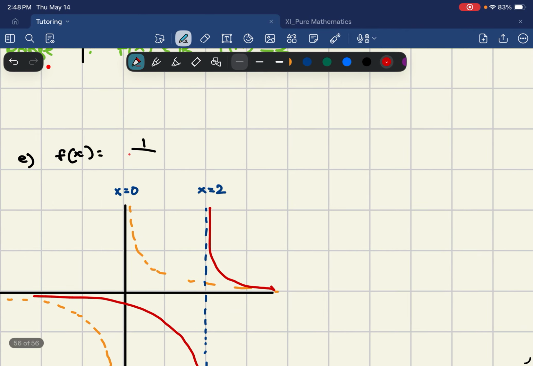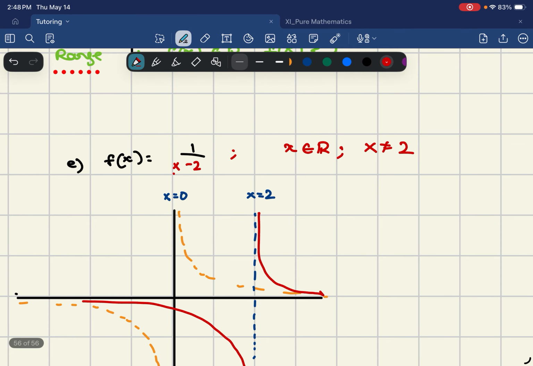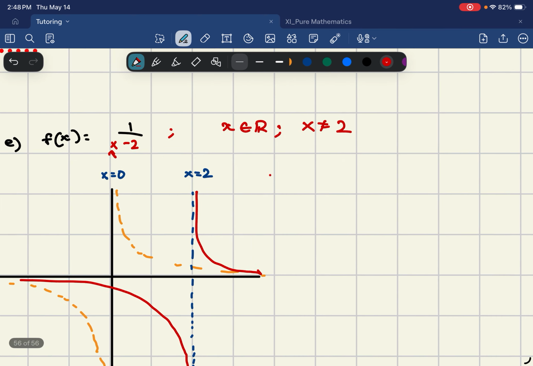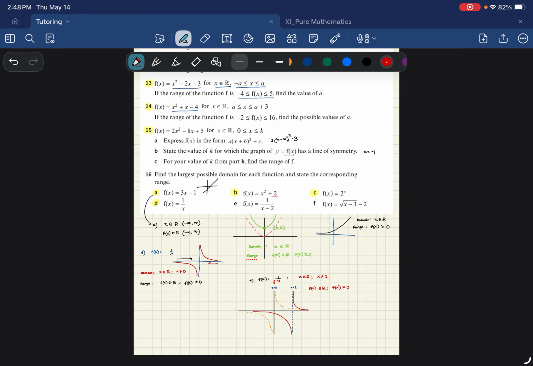Something like this. So your domain is going to be x's real number, but instead of 0, now x cannot be 2. Another way to think about it is your denominator can never be 0 if you have a fraction. So if you put positive 2 here, you're going to get 0. So that is not possible. And your range, again, is going to be all real values, but your output cannot be 0. And you can visualize this. Your output cannot be 0, and in the domain, you cannot have positive 2.